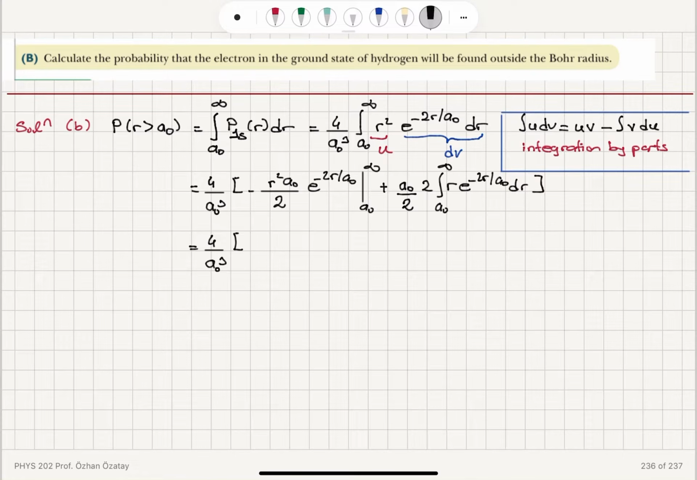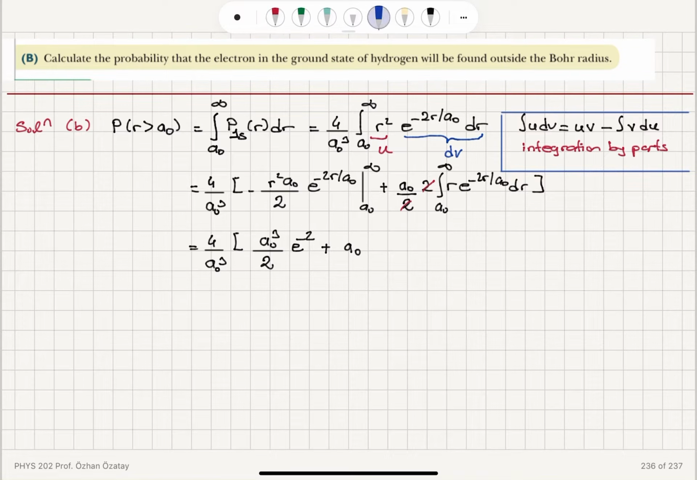Now evaluated at infinity, this will give me 0, evaluated at a0, so I will have 0 minus, it becomes a plus. If I substitute r equals a0 here, I will obtain a0 cube. So this will be a0 cube over 2 e to the minus 2, over a0. And then I have plus a0, the 2's will cancel, times this integral.